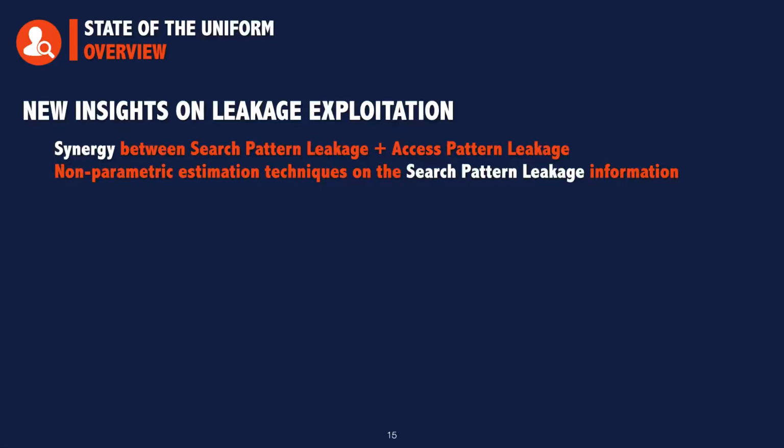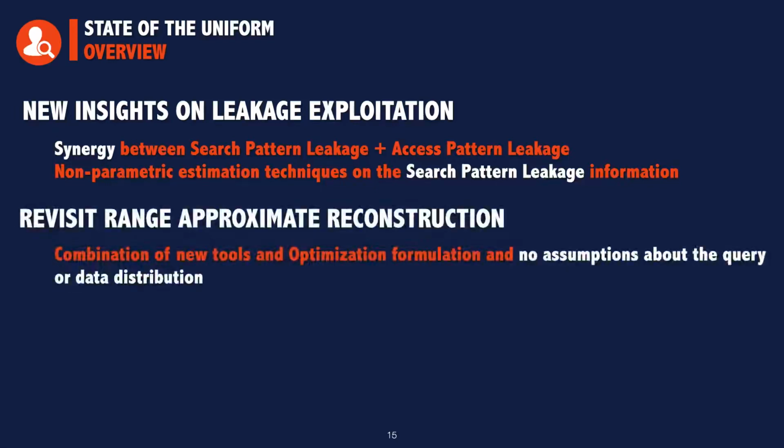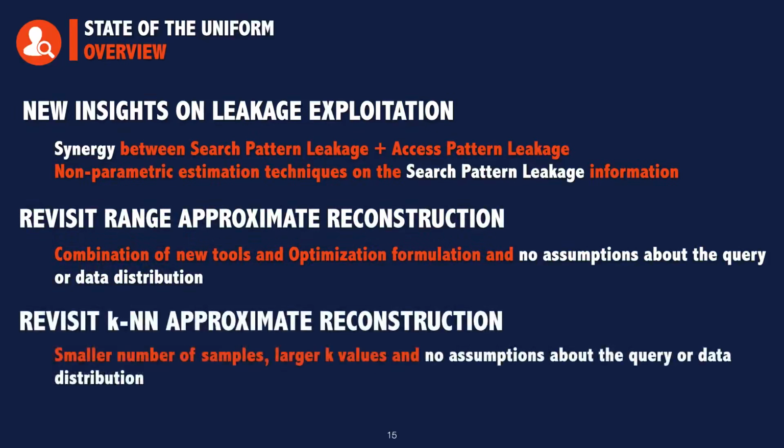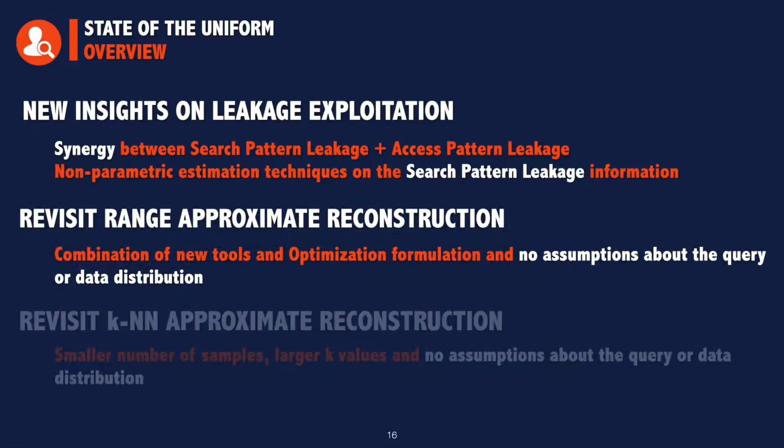Armed with this new insight, we revisit the leakage of range queries and use techniques from statistics and optimization to derive our reconstruction. We also revisit the k-nearest neighbor attacks from S&P 2019 and show how to improve them so as to use fewer queries and scale them to larger values of k-nearest neighbors while removing the assumptions about the query distribution. In this presentation, I will focus on the attacks on range queries.